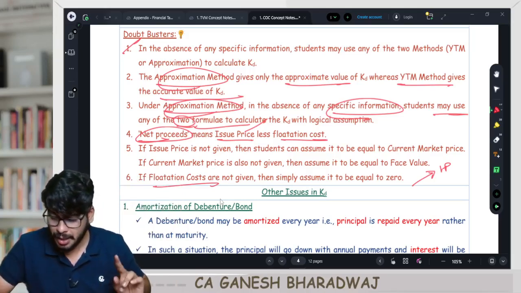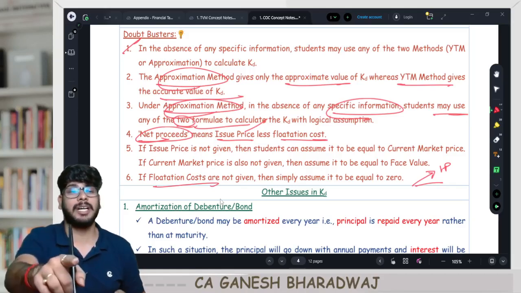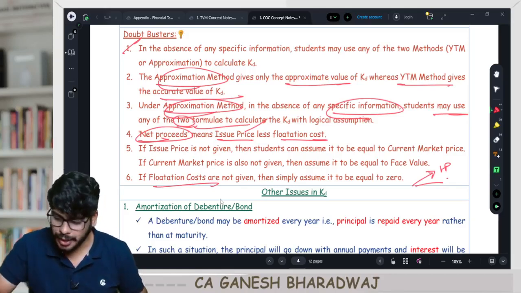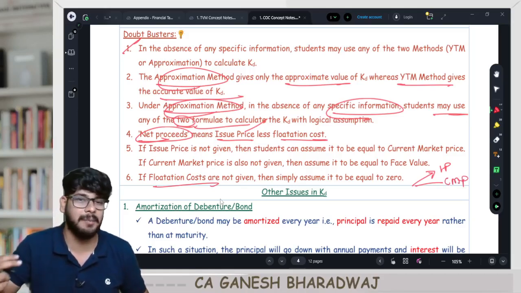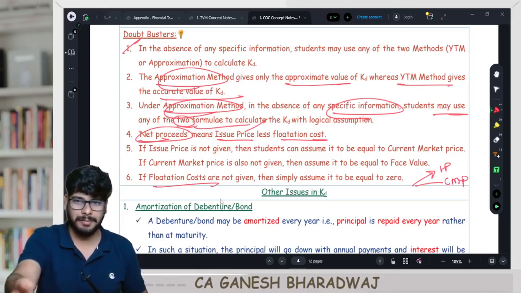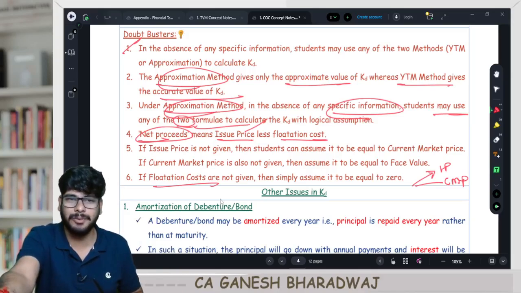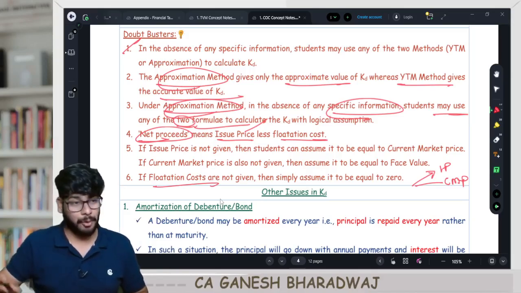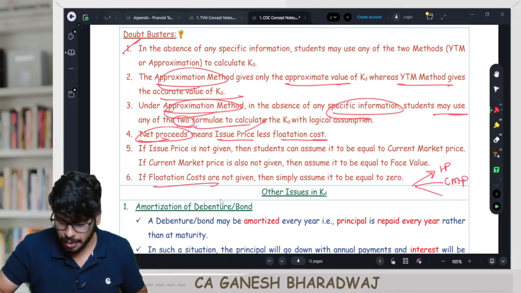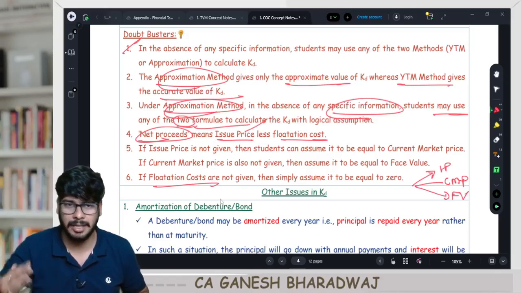Clear with this? Suppose issue price is not given, but they have given in the question the current market price is so and so. You can take the current market price, that takes the second priority. Why? Current market price means what? Today if I go to the market, that will be the rate prevalent in the market. So even if the company wants to make a fresh issue, it can only be around that price, no? Are you clear with this? That's why. Suppose current market price is also not available, then you assume that the issue was made at the face value. A very logical and a graded assumption.